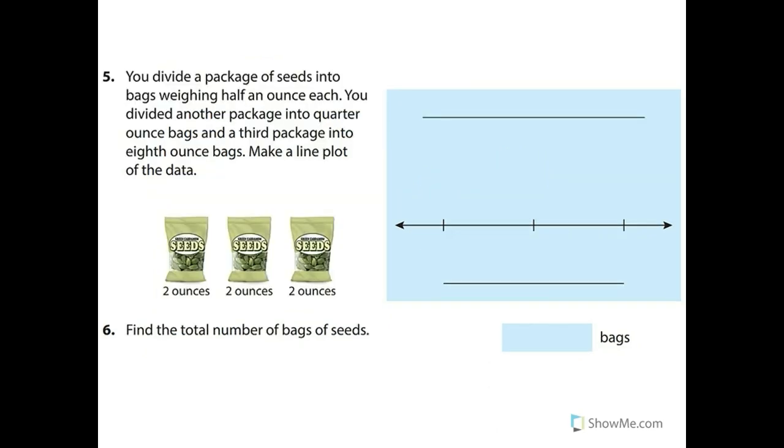Number 5 wants you to divide a package of seeds into bags weighing ½ an ounce each, and then you divide another package into 1/4 ounce bags and a third package into 1/8 ounce bags, and it wants you to make a line plot of the data. Well, you have not divided whole numbers by fractions, have you? We haven't done that. Right, this one wants you to divide 2 ounces into 1/4. This wants you to divide 2 ounces into 1/8.